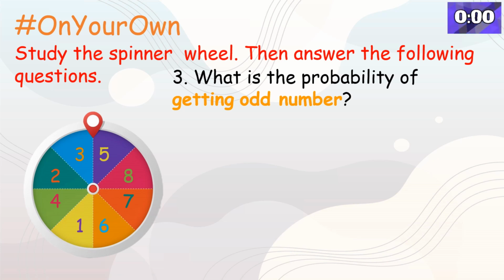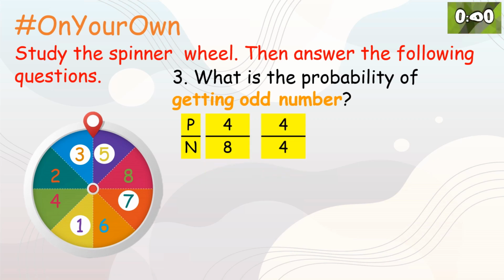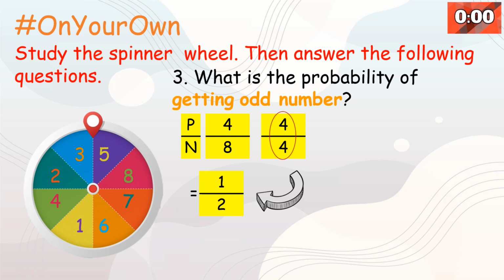Okay, time's up. So, the correct answer is, so there are 4 odd numbers here. Then, P over N is equal to, P or probability is 4. O yun po yung odd number natin, 4. Then, number of times an experiment is done is 8. Then, kunin natin yung common factor ng 4 and 8. The common factor is 4. 4 divided by 4 is 1. Then 8 divided by 4 is 2. So therefore, the answer is 1/2.